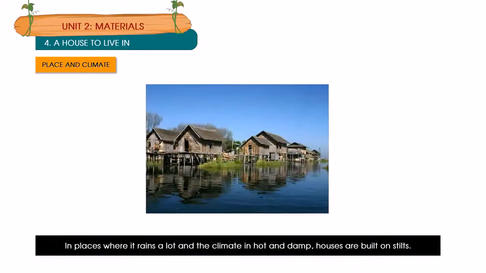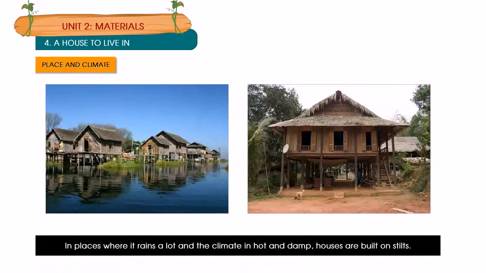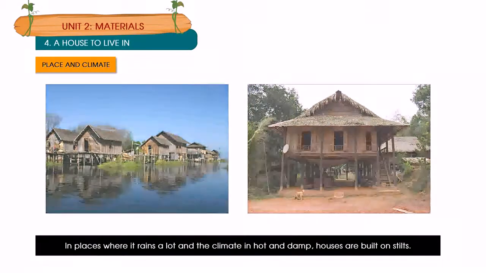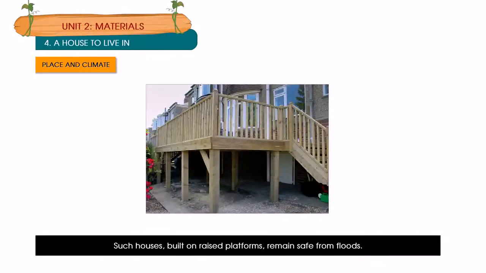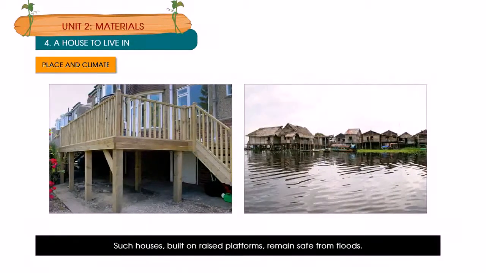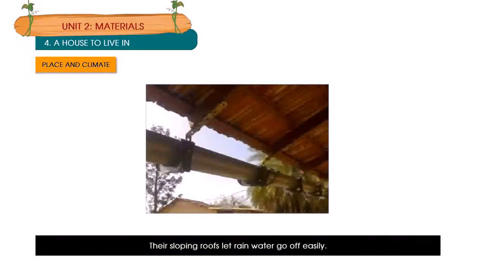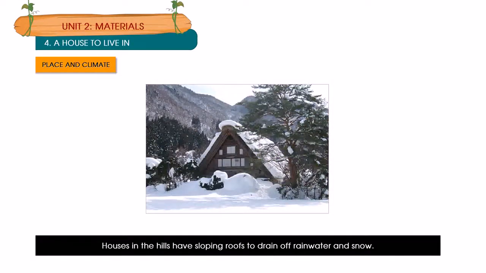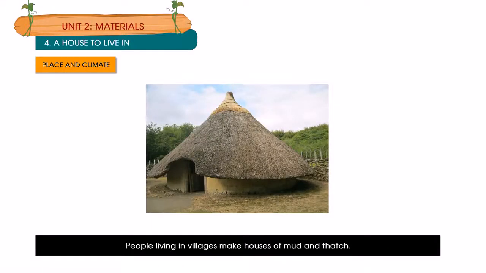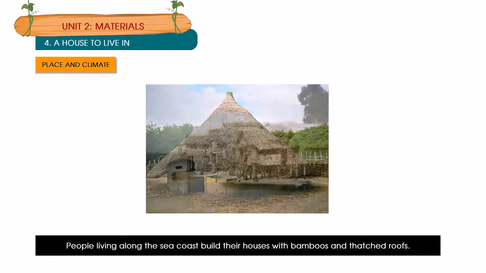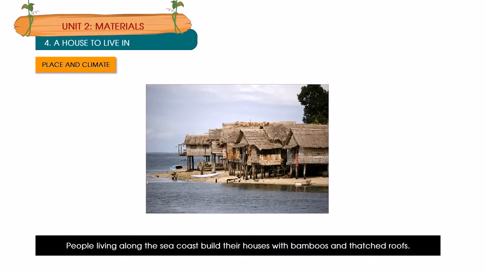In places where it rains a lot and the climate is hot and damp, houses are built on stilts. Look at the picture on page 38. Such houses, built on raised platforms, remain safe from floods. Their sloping roofs let rainwater go off easily. Houses in the hills have sloping roofs to drain off rainwater and snow. People living in villages make houses of mud and thatch. People living along the sea coast build their houses with bamboo and thatched roofs.